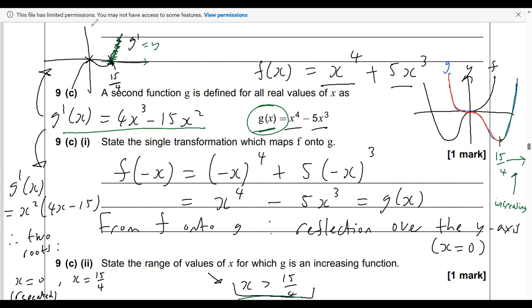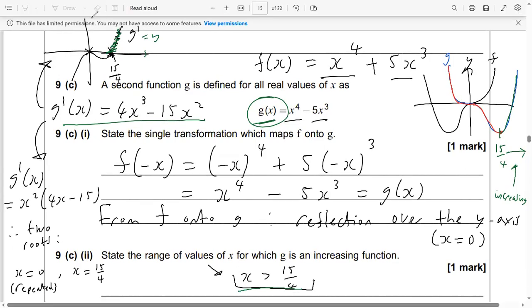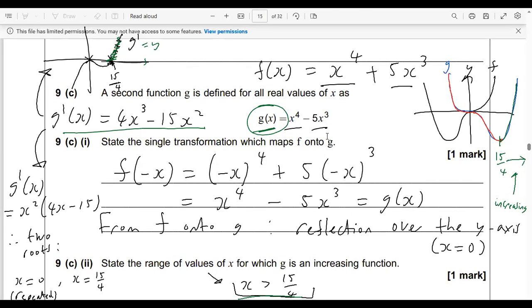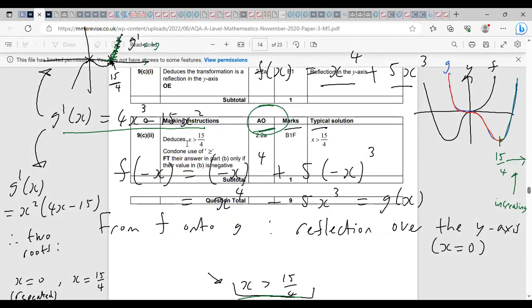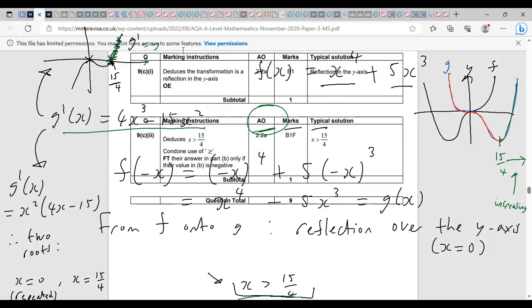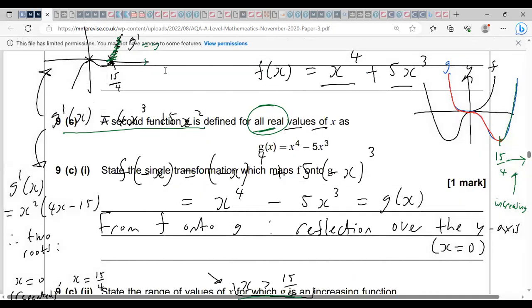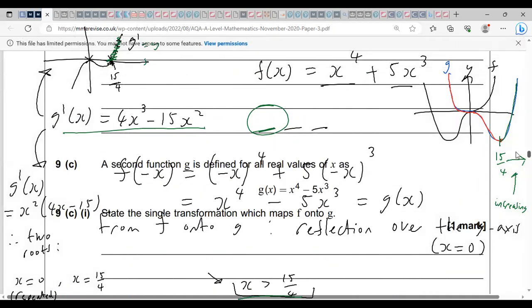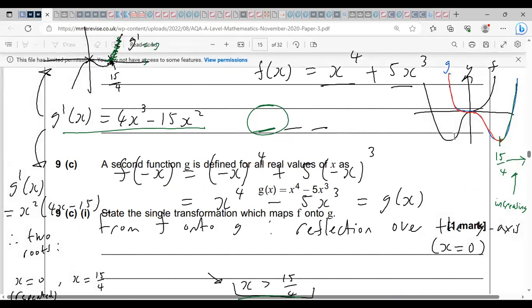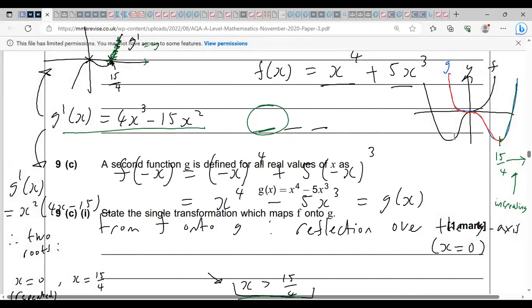And in fact, let's just see what the mark scheme says, just so you can see how they do it in the mark scheme. Again, my writing is all over this. But they say here, x greater than 15/4, condone use of greater than or equal to sign. So again, they're quite lenient on this. They don't mind whether you use a less than sign, a greater than sign, or a greater than or equal to sign. As I was trying to explain before, they're quite lenient on whether you include points where the gradient is 0 for an increasing or decreasing function.